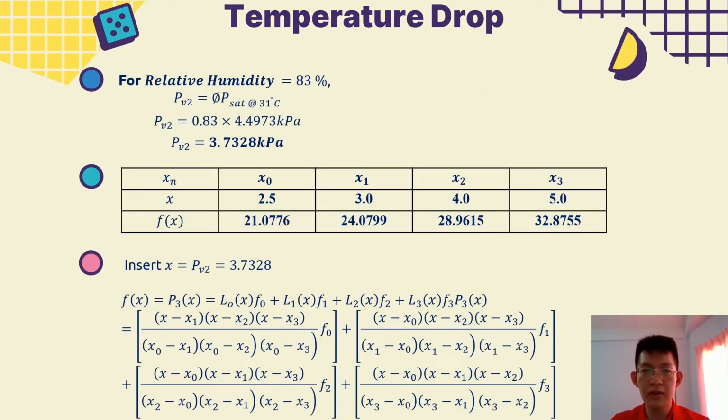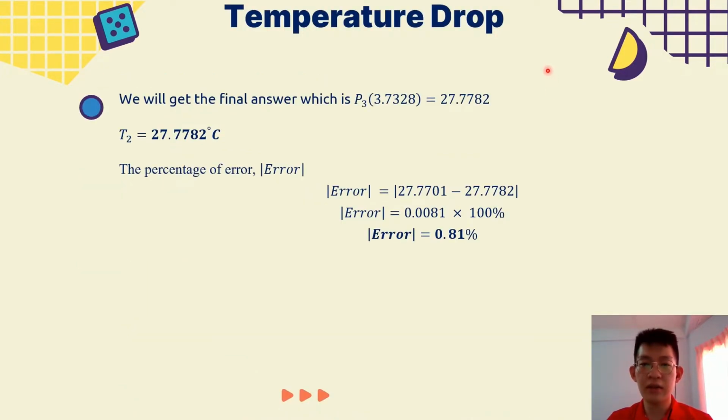We find the value of temperature for relative humidity equal to 83%. We also insert the value of S into this formula. Finally, we will get the final value equal to 27.7782. So our temperature equal to 27.7782 degrees Celsius, and our error equal to actual value minus our calculated value. So our error is equal to 0.81%.